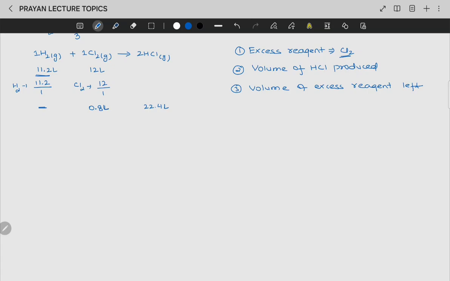Now the second question is how much volume of HCl is produced. So in this case 22.4 liter of HCl is produced. And how much volume of excess reagent is left? So 0.8 liter of excess reagent is left. This is example 2. Let's take example 3.